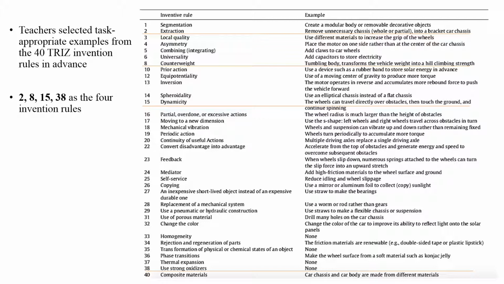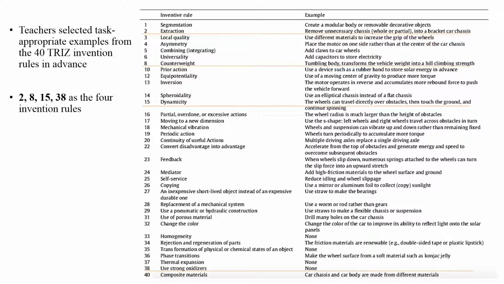Number 2 says extraction, so that is the suggested inventive principle for improvement. Extraction, what does that mean? Well, an example provided by the teachers was to remove unnecessary chassis, whole or partial, into a breaker car chassis. Chassis is just the bottom frame of the car, the foundation of the car. So it says remove unnecessary chassis, whole or partial. That is extraction, removing some parts that are not needed. That will improve the design.